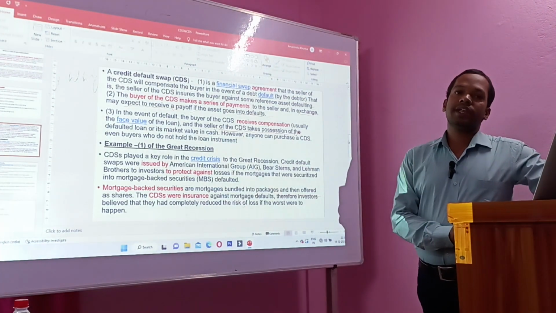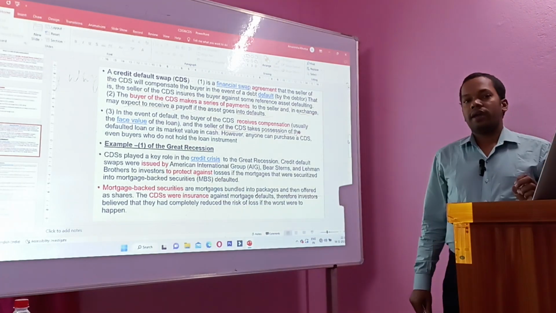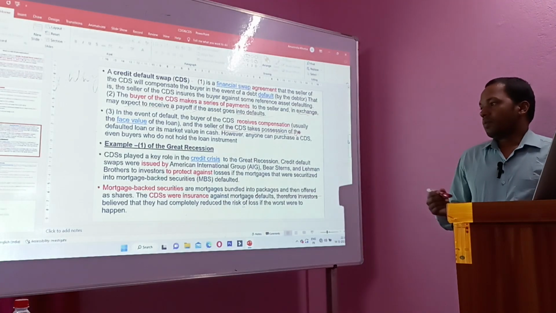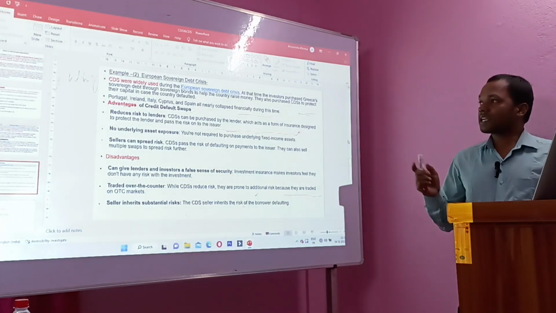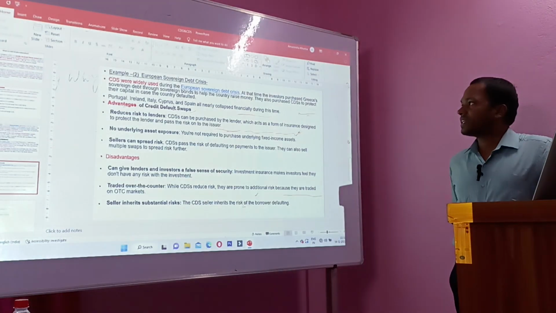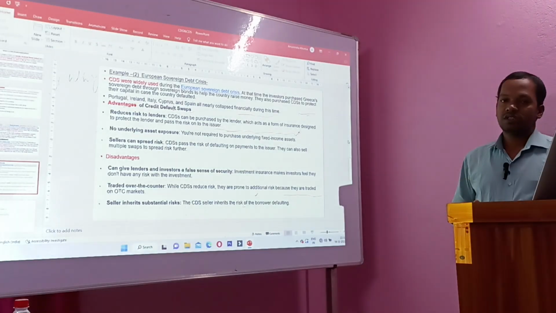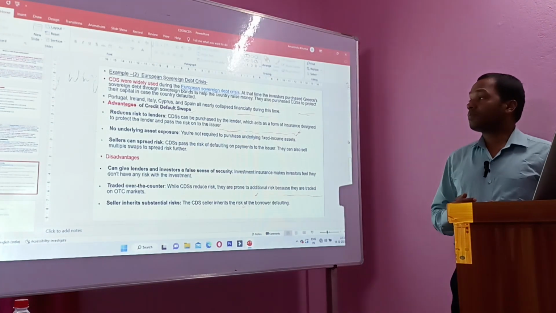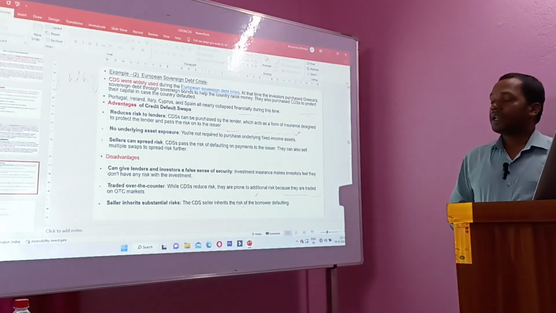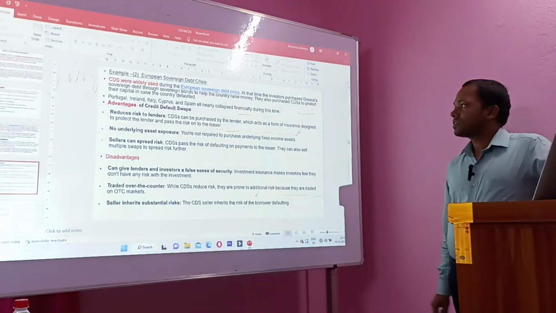At the time of the Great Recession of 2008 in the US, CDSs played a key role, and they were issued by Lehman Brothers, Bear Stearns, and AIG, American International Group. The second example is the European sovereign bonds. CDSs were widely used during the European sovereign debt crisis, and investors purchased sovereign debt through sovereign bonds. After that, the investors purchased CDSs to protect their capital in case the country defaults. At that time, Portugal, Ireland, Italy, Cyprus, and Spain all nearly collapsed.